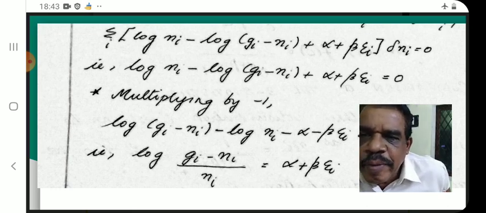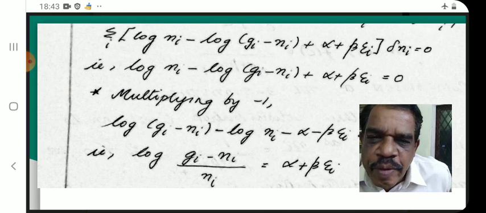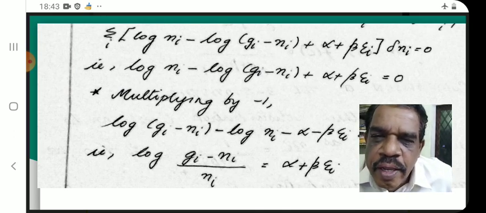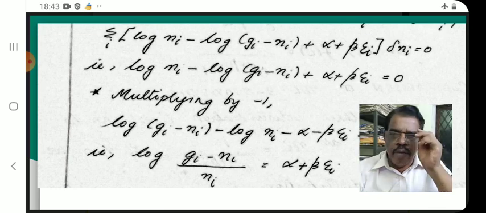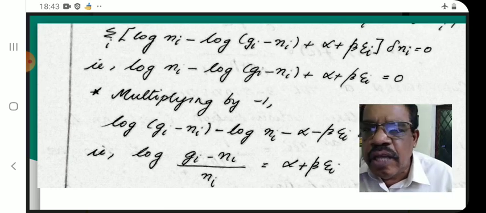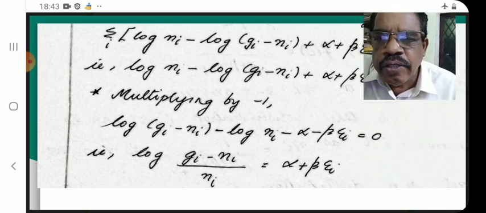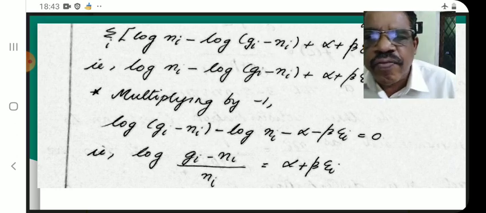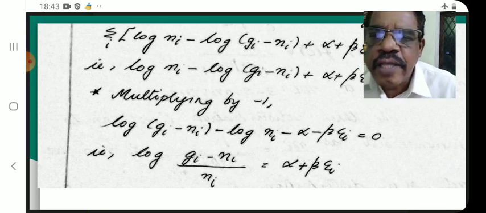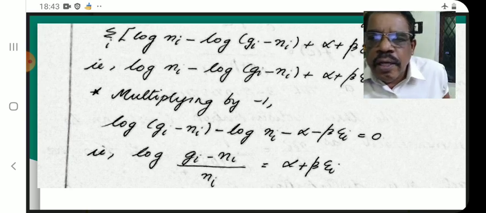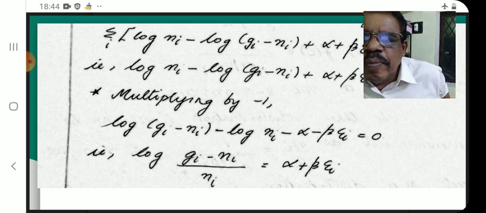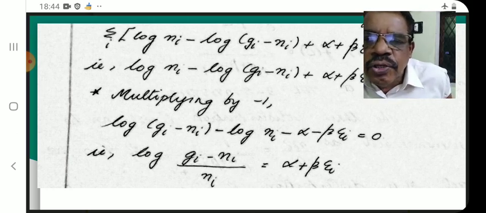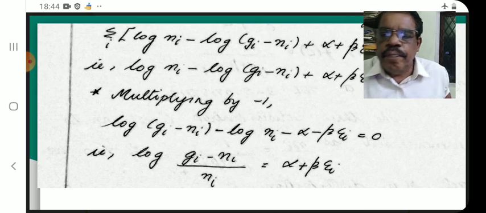Again multiply by minus 1. So when we multiply by minus 1, we get log (gi minus ni) minus log ni minus alpha minus beta epsilon is equal to 0. Take alpha and beta epsilon to the right side. That is log ((gi minus ni) by ni) is equal to alpha plus beta epsilon i.